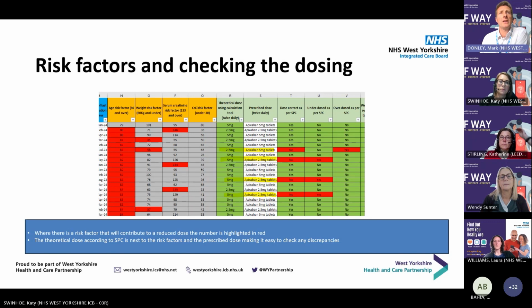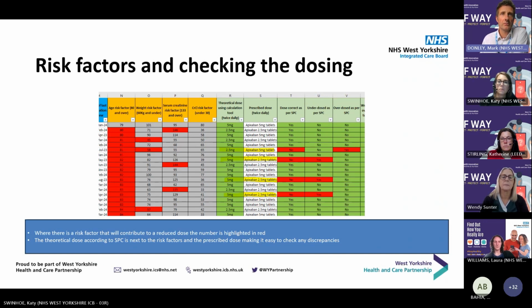So this is showing how you can visually see where the dose would be reduced. So the second line there, patient's 80 and serum creatinine is 146. I think that's read. The theoretical dose there, the calculated dose, is 2.5 milligrams because of those 2 risk factors, and the prescribed dose is 2.5 milligrams. So that is correct. So the next column is saying dose correct as per SPC, yes.